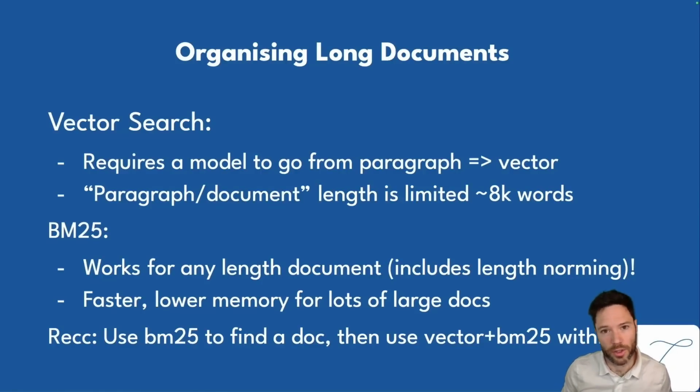So generally, vector search is going to limit you in the size of chunks that you have, whereas BM25 will work for any length document. In fact, there's a length normalization term that normalizes for the fact that longer documents will have a tendency to include more words. And if you normalize for that, you can get the right balance of relevance.